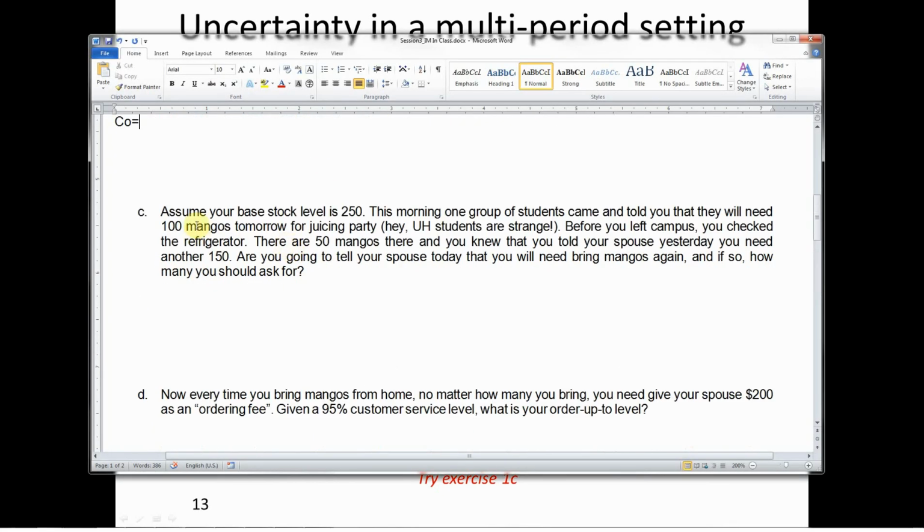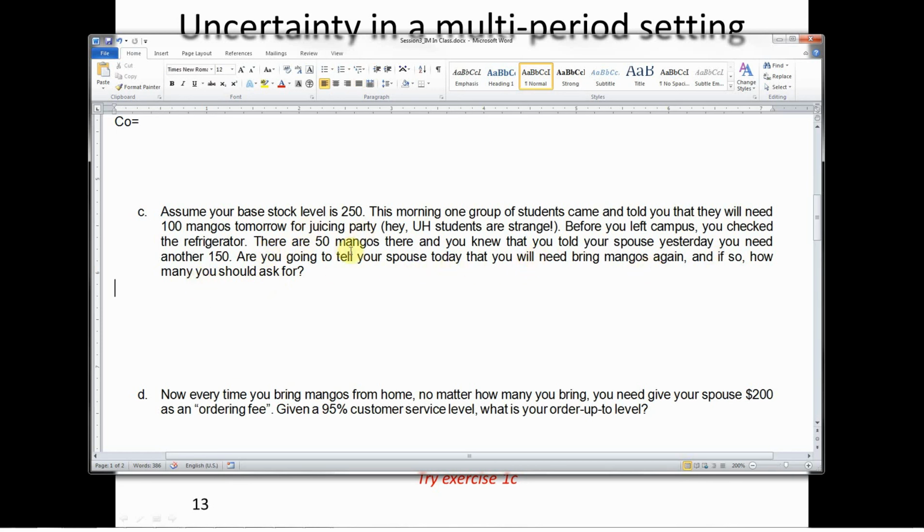Exercise 1C says, again, if you have a base stock level of 250 and a group of students come to say they want 100 mangoes tomorrow, and before you leave campus, you look in your refrigerator, there's only 50 mangoes there, and you told your spouse already that you need another 150. Are you going to tell your spouse today that you will need to bring mangoes again, and if so, how many?